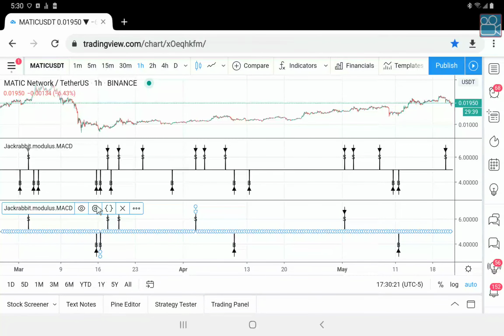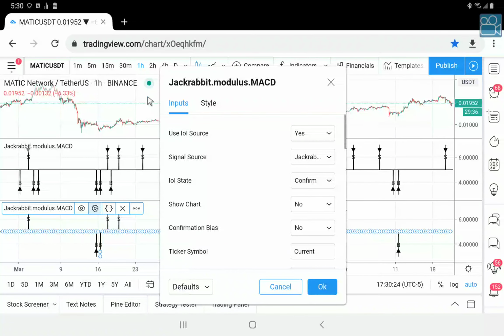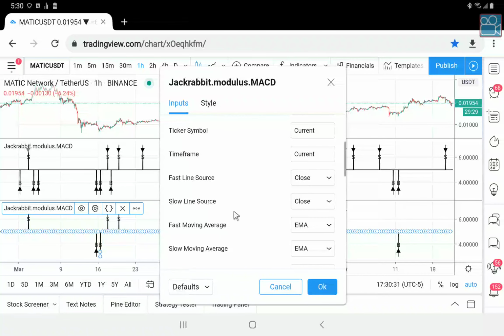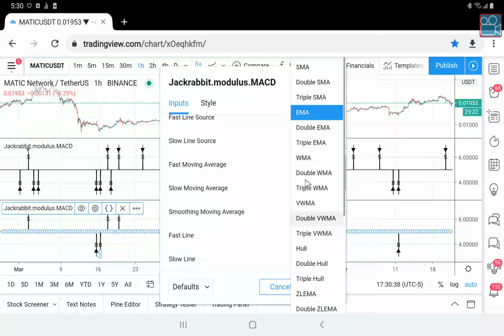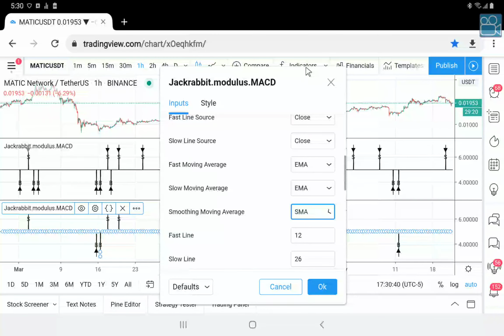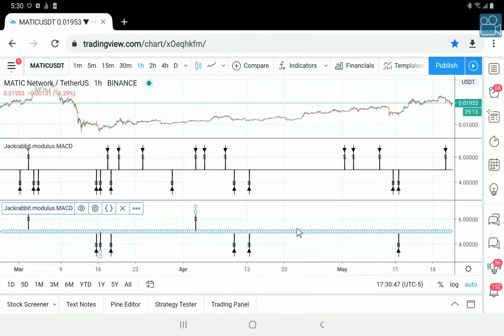For example, right now we have the 1 hour chart. What happens if we're using EMAs for everything? Let's just make a slight change. Take the smoothing line to an SMA and see how it's going to affect all the purchases. If it even affects it at all. It may not.